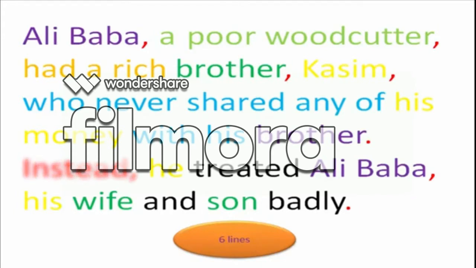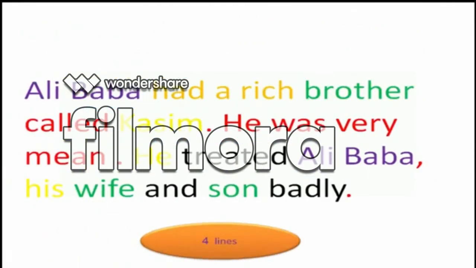Let us see how the summary looks. Here we go. Notice here we have only 4 lines. Ali Baba had a rich brother called Qasim. He was very mean. He treated Ali Baba, his wife and son badly. You see, we have summarized the first passage and dropped a line and a half, from 6.5 to 4 lines. إذن قمنا باختصار الفقرة إلى 4 أسطر.